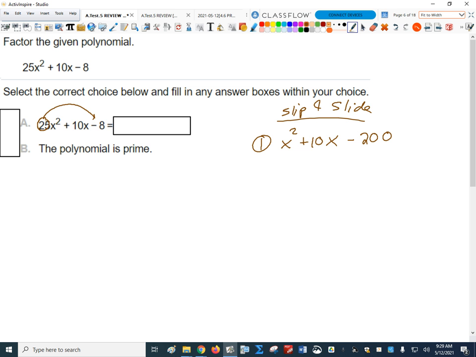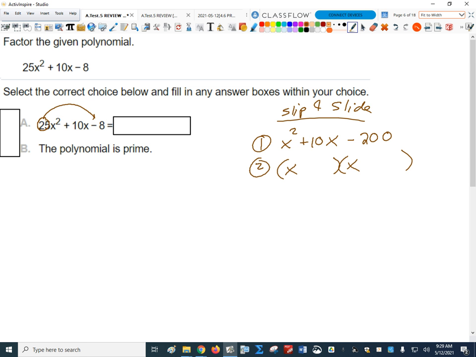Brooklyn, what's step two of slip and slide? Good. We're going to factor the basic trinomial. And this is the step where we know if it's going to work, by the way. If we can find magic numbers, it's guaranteed to work. If we cannot find magic numbers, we give up because factoring is not going to work. Okay?